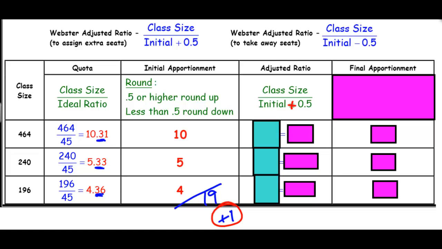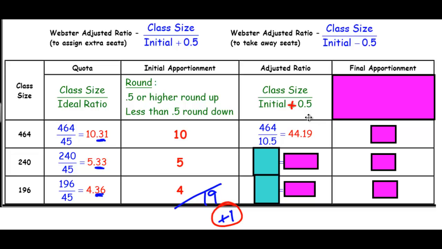If I had one too many, like I had 21 seats down here, then we would be subtracting the 0.5. Okay, so we need a seat, so we add 0.5. All right, so let's talk about what this would be. Class size is 464 divided by the initial plus 0.5. So if I take 10 and add 0.5, that would be 10.5. You could just type that into your calculator and you would get 44.19.